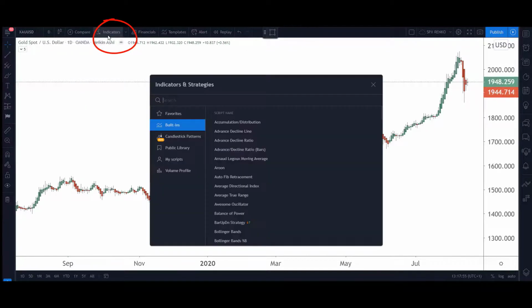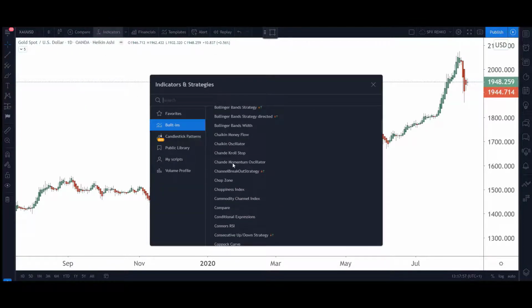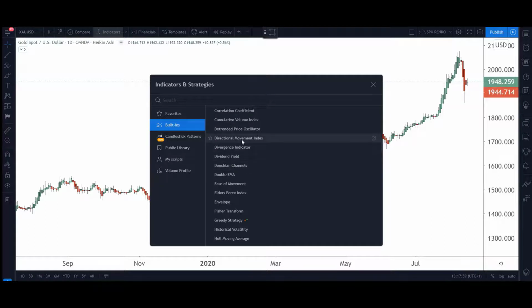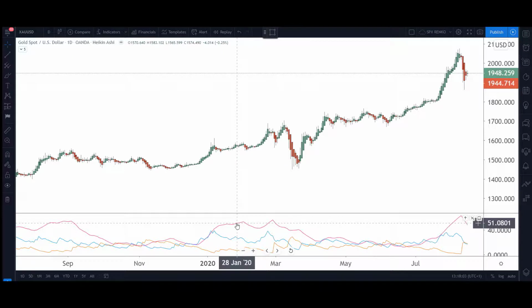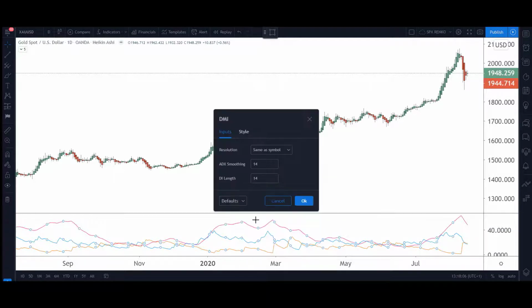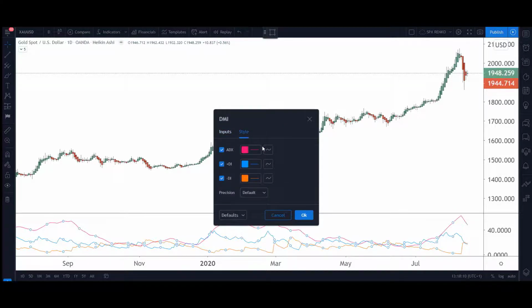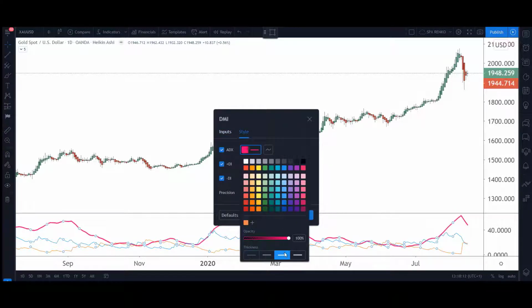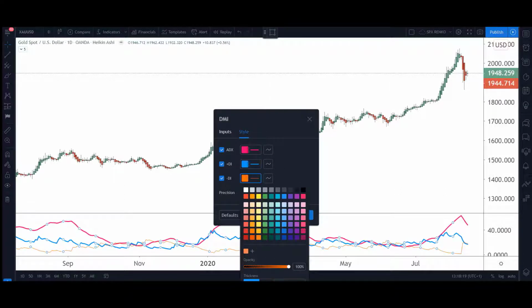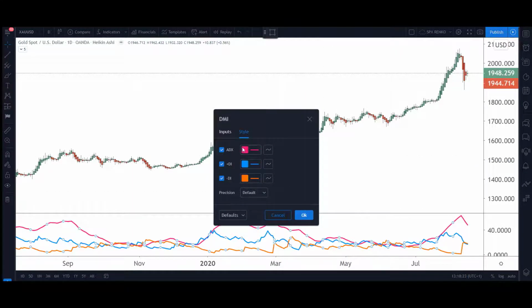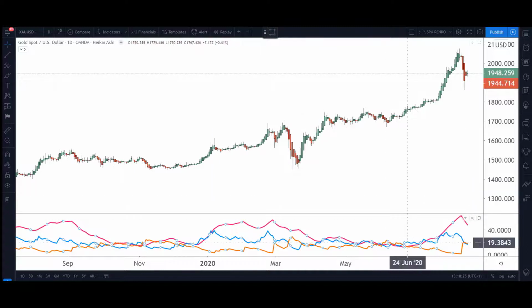So we've got a Heikin-Ashi chart, 1 day gold. We're going to search our TradingView charts for the directional movement indicator. We've put it on. We see our pink line there, which is set to 14. That's the ADX line. We're just going to make it a bit more visible for you. There we go.